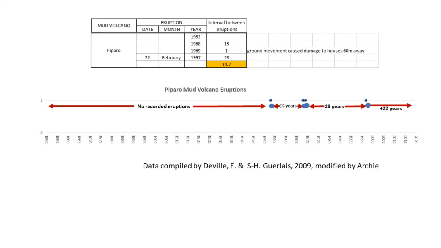So, when next can we expect an eruption at Piparo? Historical records indicate that there have been only 4 recorded eruptions between 1953 and 2020, a period of 67 years. We also note that there is no set frequency, so it means that this mud volcano can erupt any day without warning.